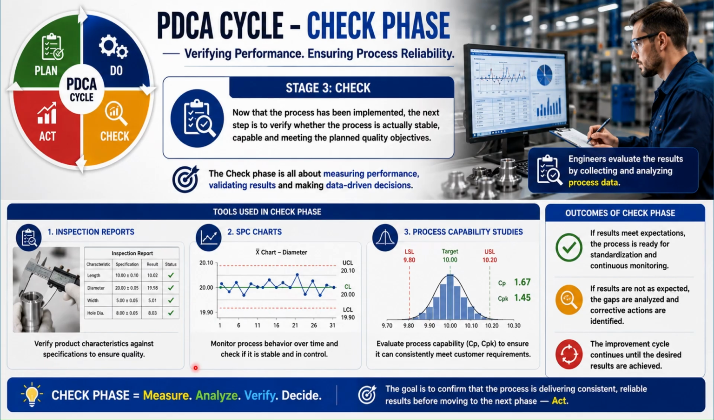To do this, organizations use quality tools, such as inspection reports, statistical process control charts, or SPC charts, and process capability studies, like Cp and Cpk. These tools help determine whether the process is operating within control limits and consistently producing products that meet customer requirements. If the results meet expectations, the process is ready for standardization and continuous monitoring. If not, the gaps are analyzed, corrective actions are identified, and the improvement cycle continues.